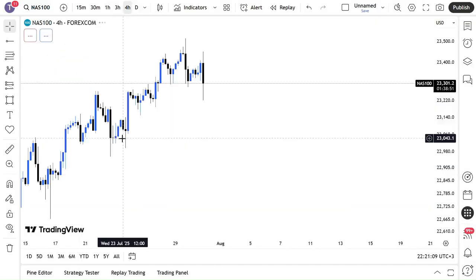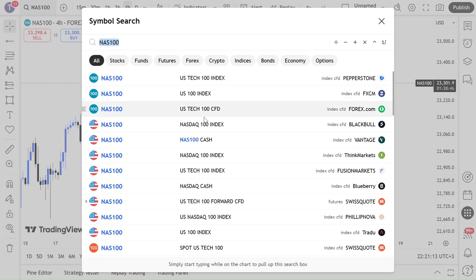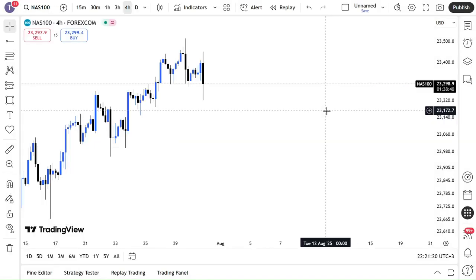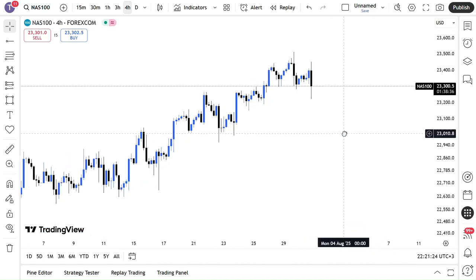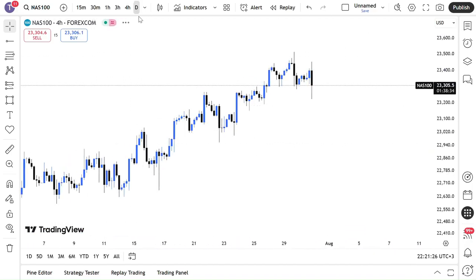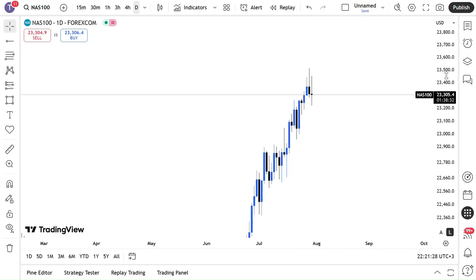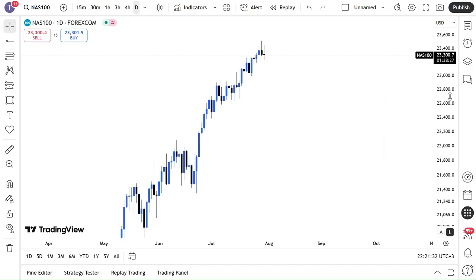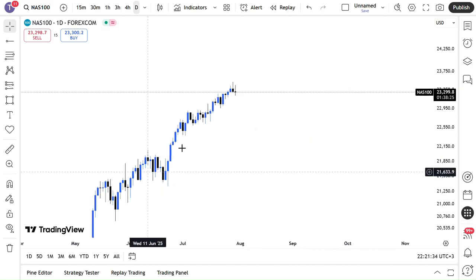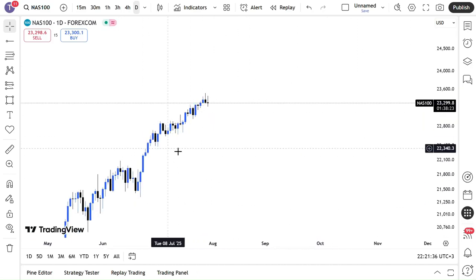Straight to NAS 100. Let me use NAS 100 from forex.com. So here we have NAS 100, and I want to start from the daily time frame to see what is happening. So here clearly we are in a very good uptrend. From the daily time frame you can see the uptrend, so we are looking for buys.